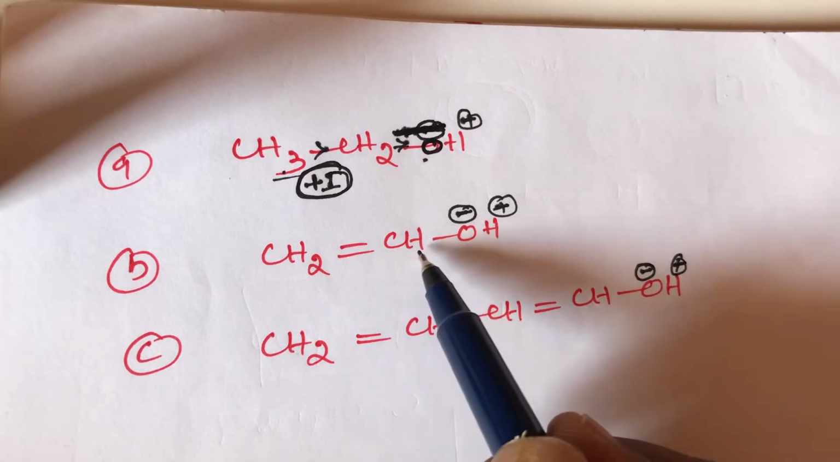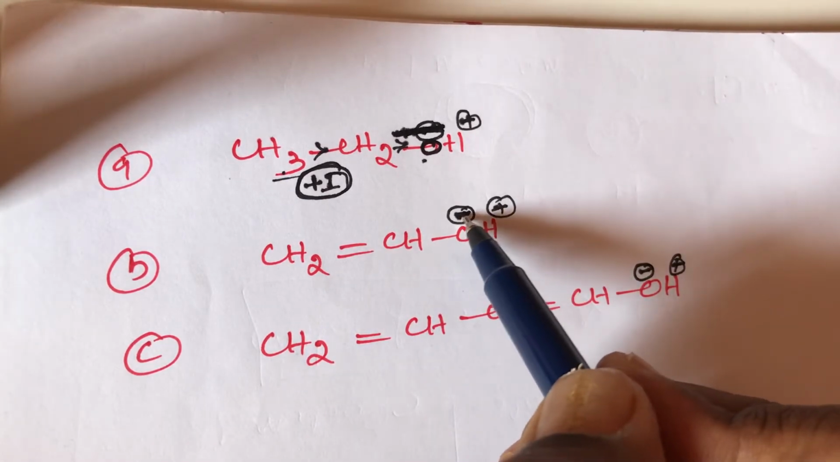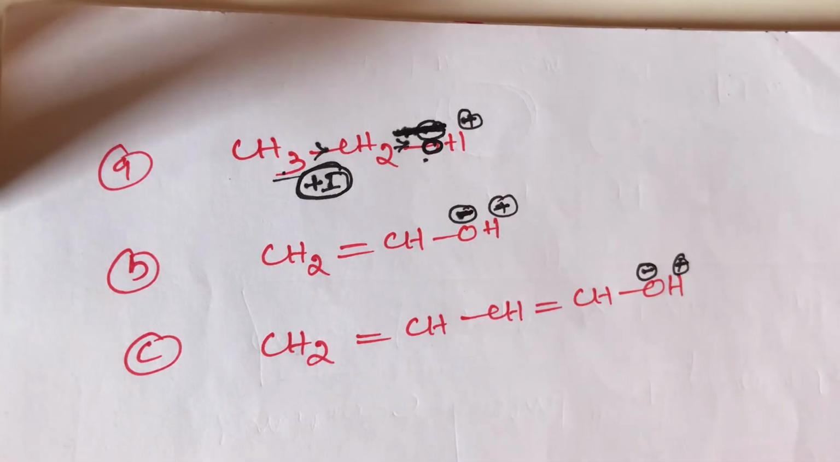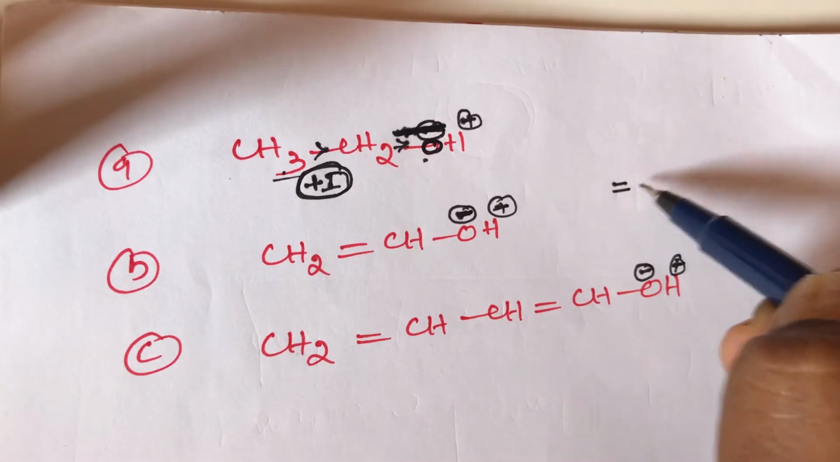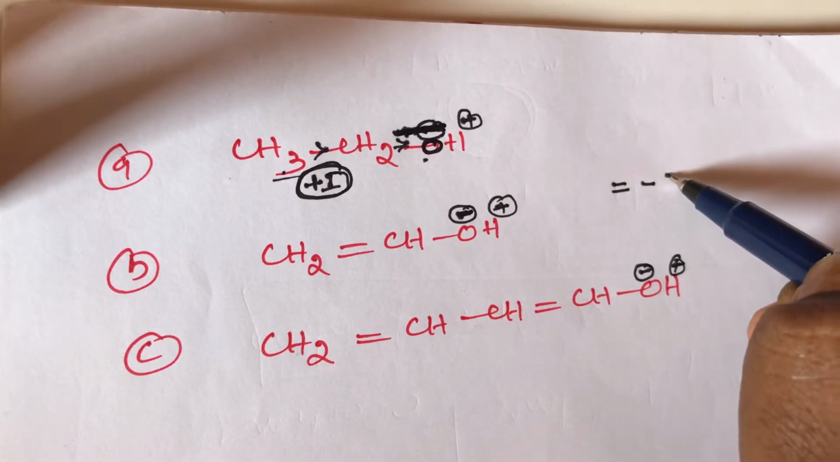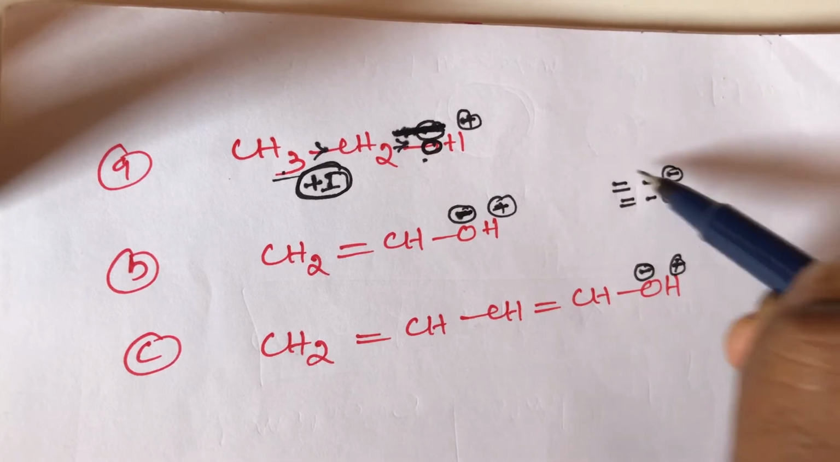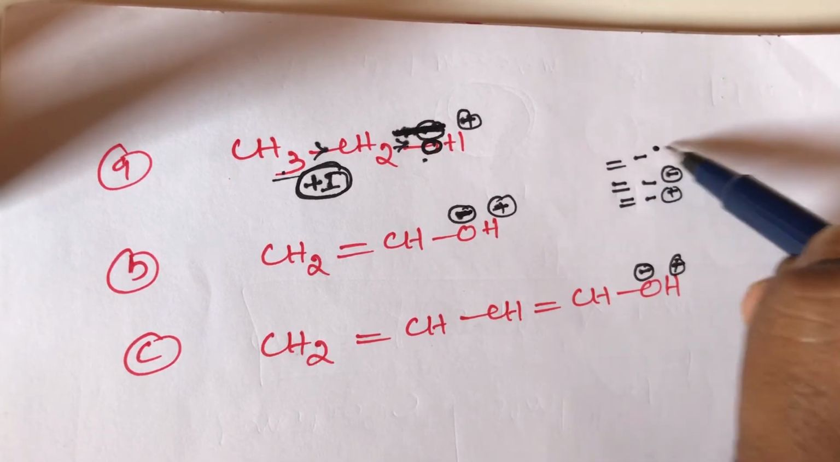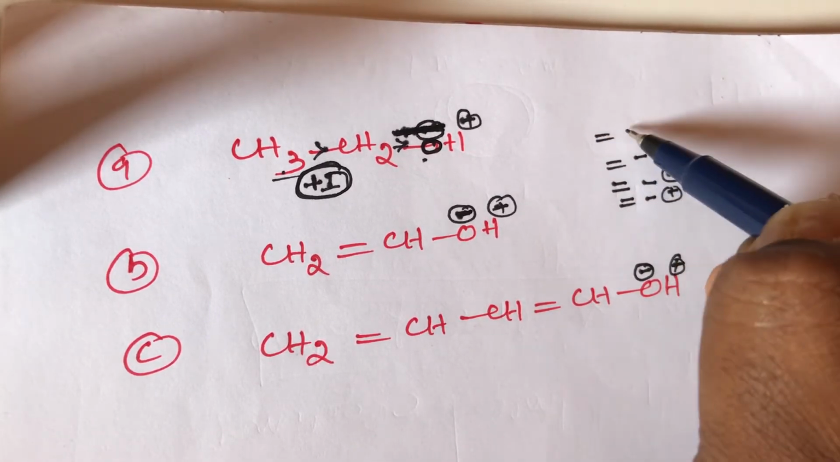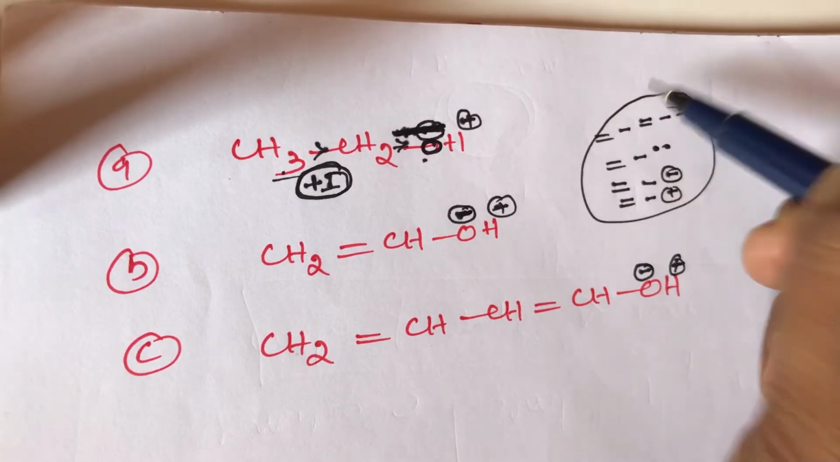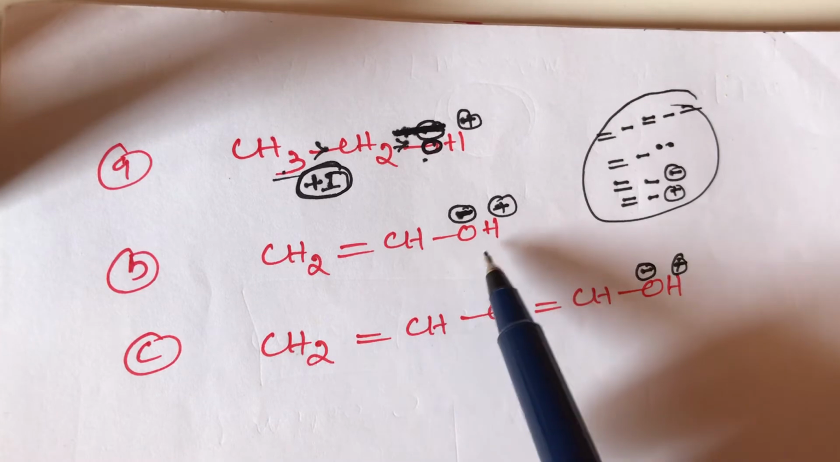What about the B compound? CH2 double bond CH, then single bond. This oxygen also has a negative charge, but the B compound has conjugation. Conjugation means double bond then single bond then negative charge, double bond then single bond then positive charge, double bond then single bond and a lone pair, or double bond, single bond, double bond, single bond, double bond. These are all conjugation. So the B compound has conjugation.